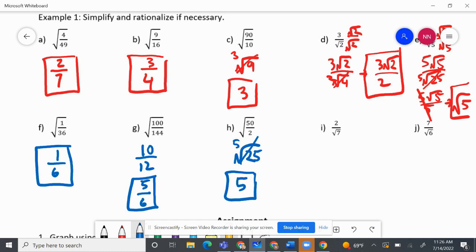For letter I, we have the square root of 7 that we multiply the top and the bottom by, and that gives us 2 square root of 7 over the square root of 49. And we know that the square root of 49 is 7, so that gives us the answer 2 square root of 7 over 7.